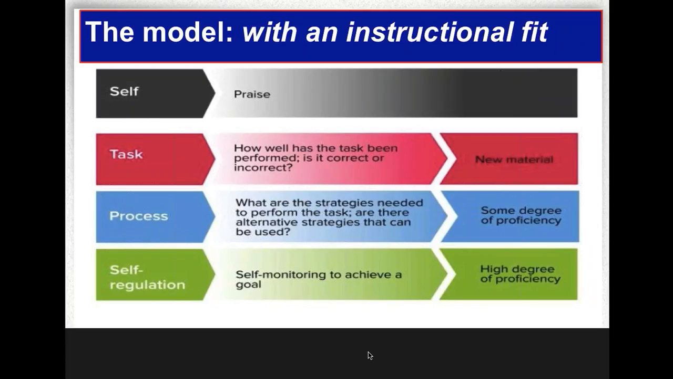Self-feedback, often in the form of praise, is about the individual. If we were to say, you are so smart, or you aren't trying hard, or you did a great job, it's about them, not the process. And rarely is that effective for learning and growth.